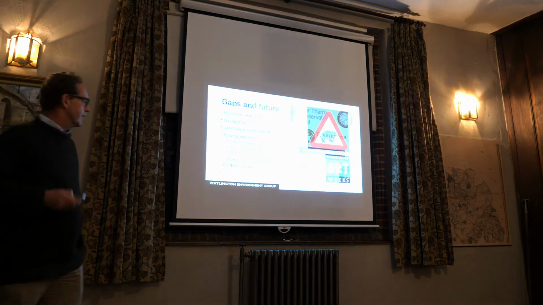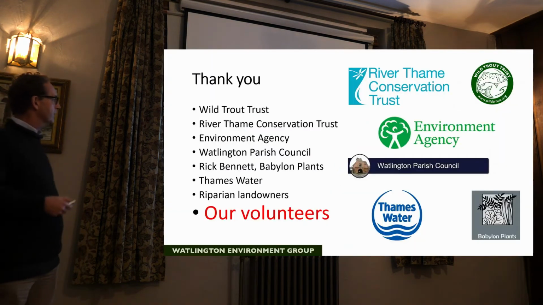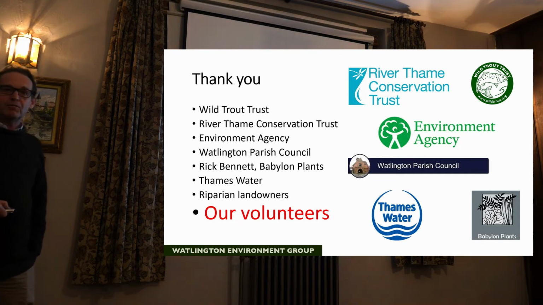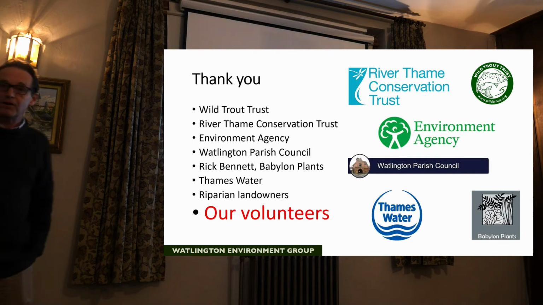And finally, we can't operate without all the organisations we work with. When we're thinking about what we can do here in Watlington, we have the River Thame Conservation Trust that we work with, the Wild Trout Trust, the Environment Agency. Thames Water is extremely helpful towards us. And not to mention Babylon Plants, who keep providing us with plants and materials for our enhancements in the stream. Thank you very much.